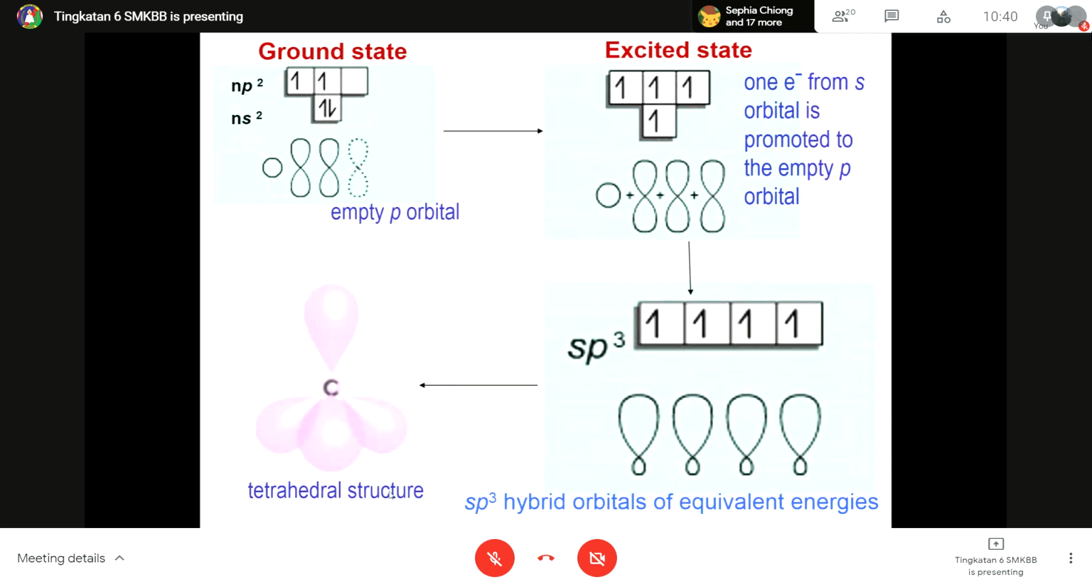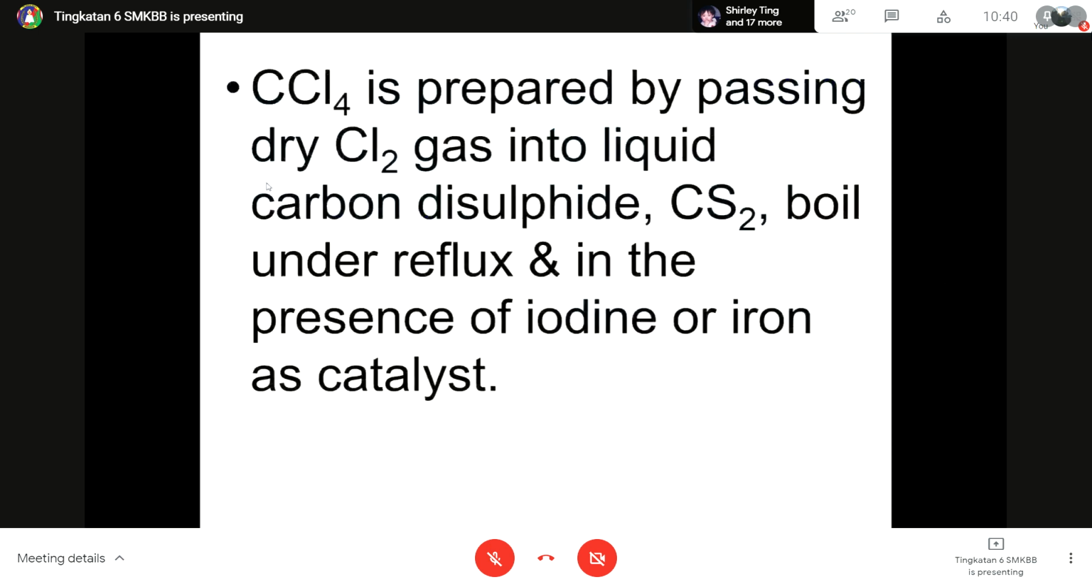So we start with the first one, CCl4. If you want to follow the other patterns, yes, nothing wrong. Some of you may want to name this carbon tetrachloride. That is not wrong, but you should know CCl4 is tetrachloromethane.